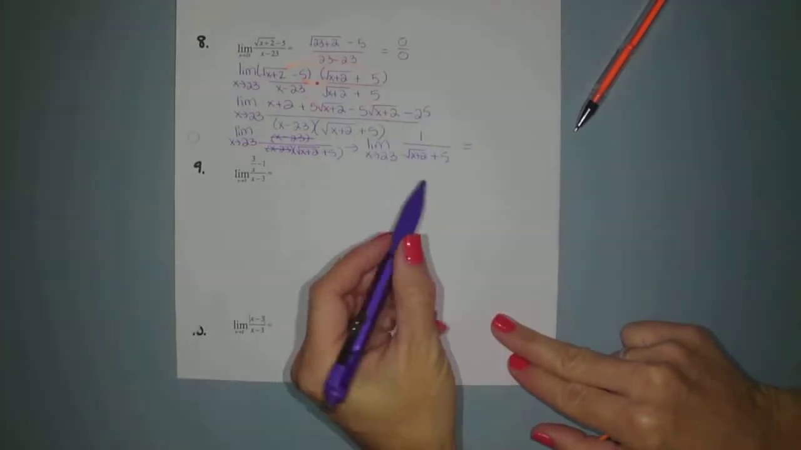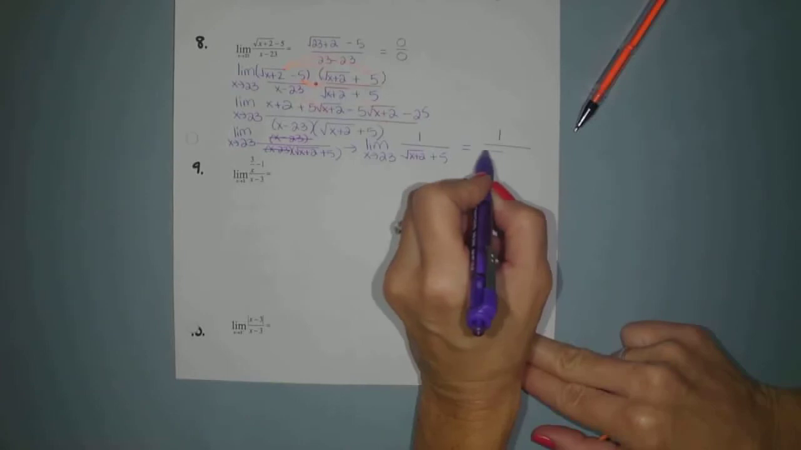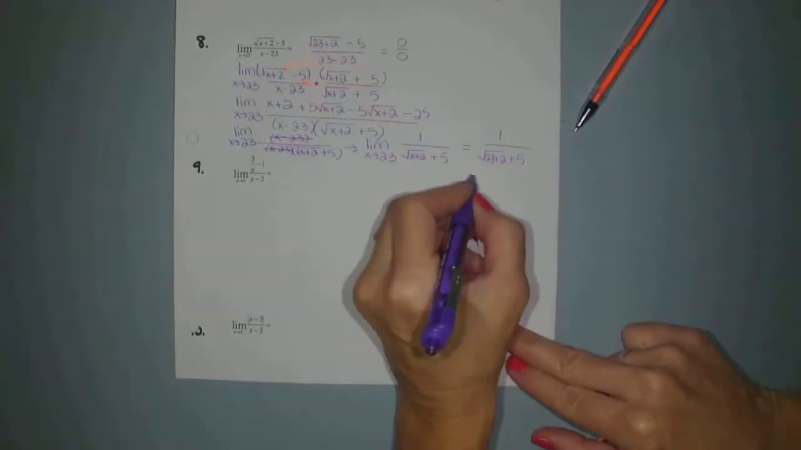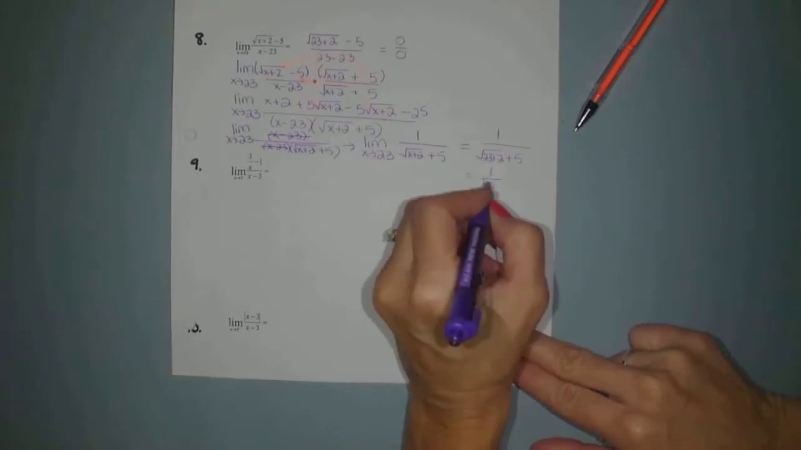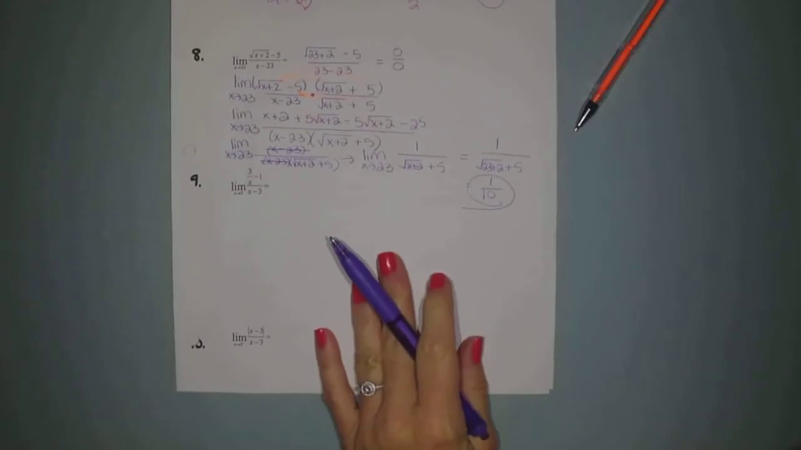And when I do my final plug-in, put my 23 back in, I'm going to have 1 over the square root of 23 plus 2 plus 5, which is going to give me 1 over 10, 5 plus 5. And that's my final answer. So again, what does this mean?